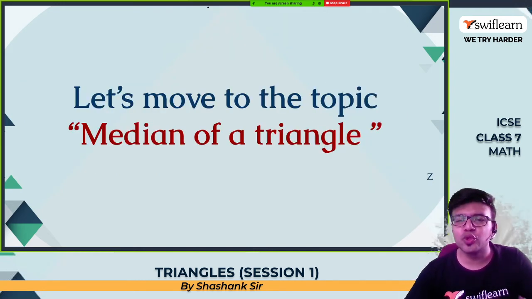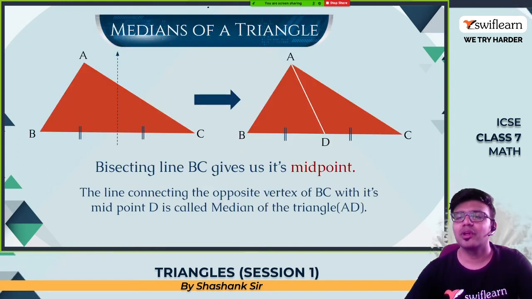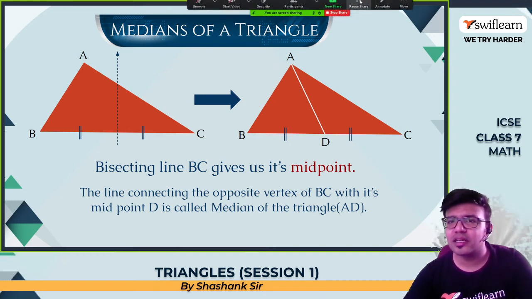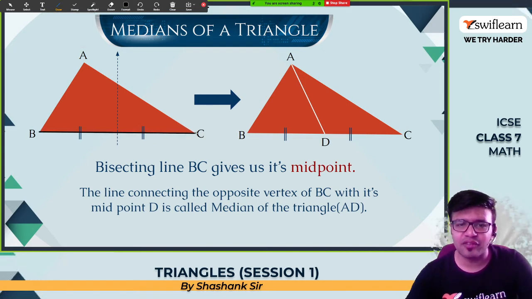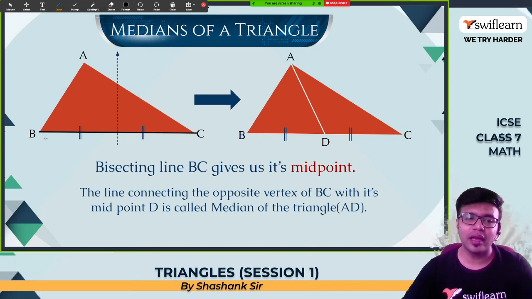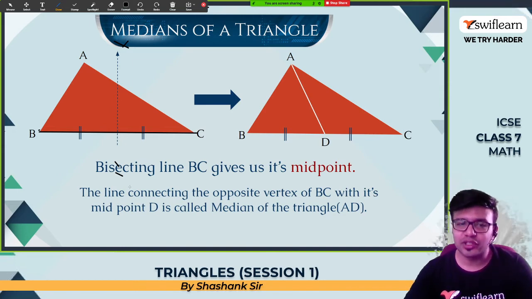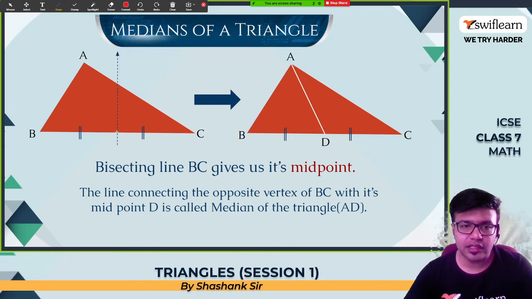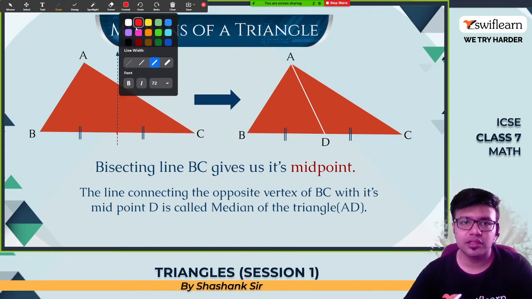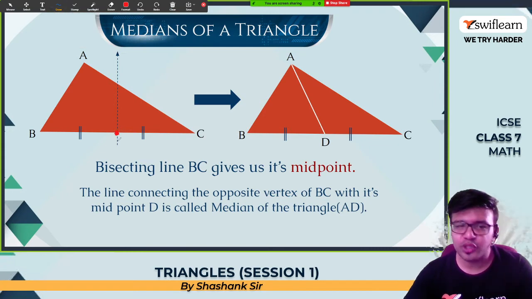Let's move the topic to the median of a triangle. Now, what is a median? Let us consider this line BC. In the previous class, we learned how to bisect a line: with a radius more than half, keep the compass here and draw two arcs. We can draw a bisector, and while drawing the bisector, we get a midpoint. This is the midpoint which you will get.